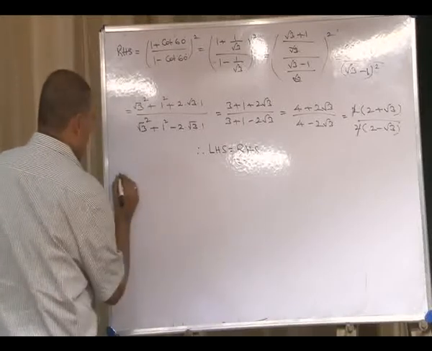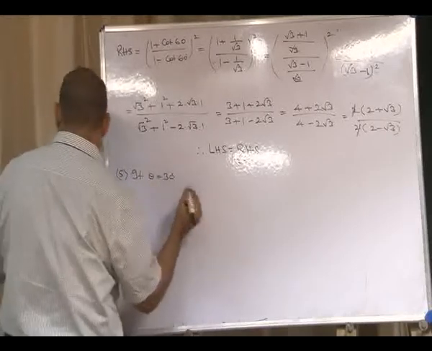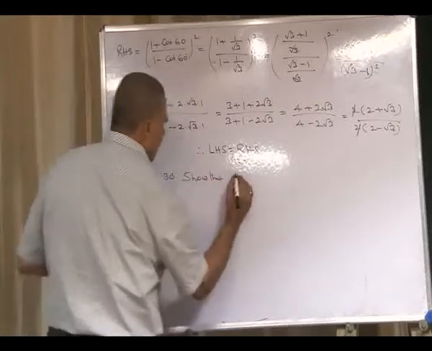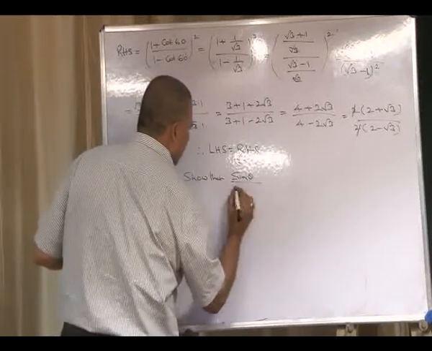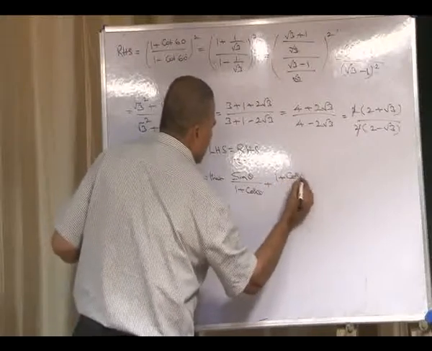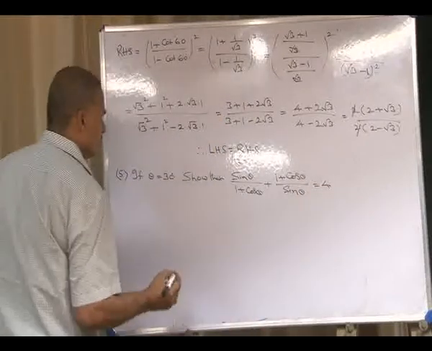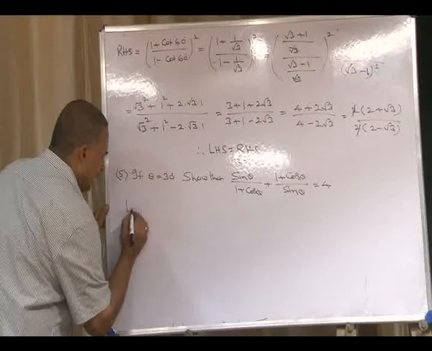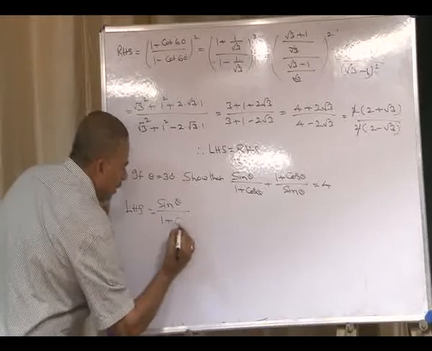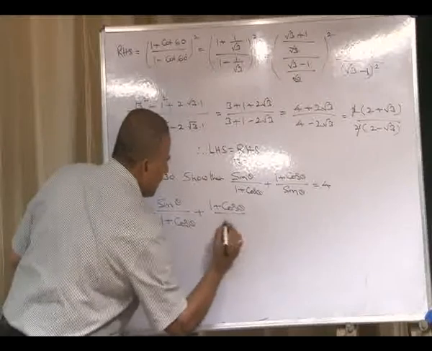Next one, if theta equal to 30 degree, show that sin theta by 1 plus cos theta plus 1 plus cos theta by sin theta equal to 4. Here LHS, that is equal to sin theta by 1 plus cos theta plus 1 plus cos theta by sin theta.